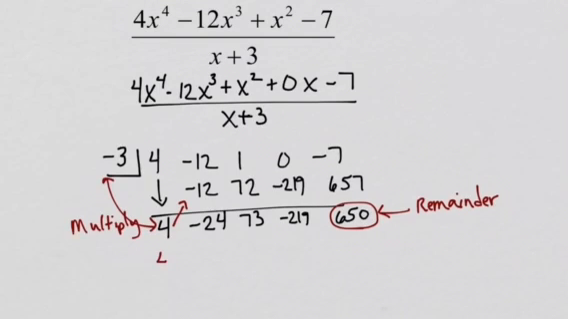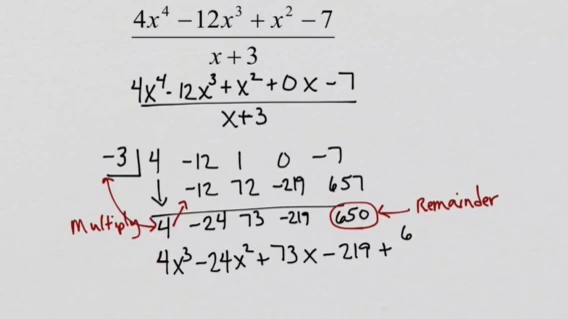So we start out as 4x cubed minus 24, go down another power, x squared, plus, go down another power, 73x, minus our constant. Then since 650 is a positive number, we'll say plus 650 divided by x plus 3. And this will be our final answer.